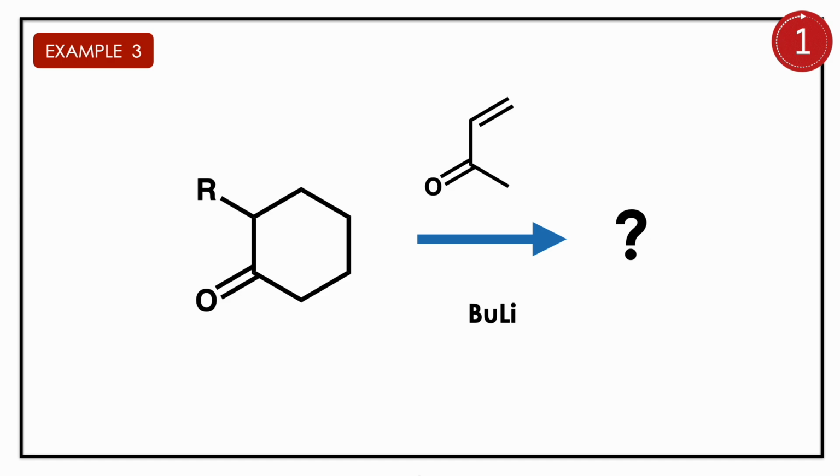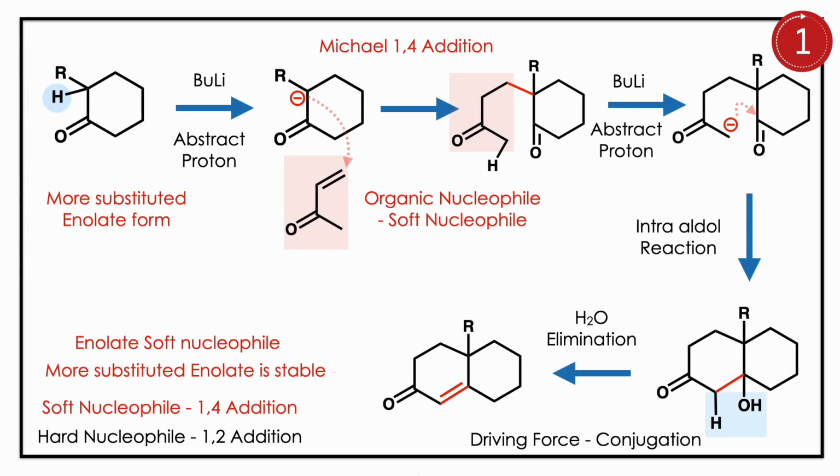Then the next example, you have cyclohexanone, at the alpha position you have an alkyl group, and you have an alpha beta unsaturated compound with butyl lithium. You should find what will be the final product. Here you have a ketone, there is enolate formation, but in enolate, the more substituted enolate will form. So enolate forms at the alkyl side. Enolate becomes the nucleophile there. Enolate is a soft nucleophile, so it will undergo 1,4 addition.